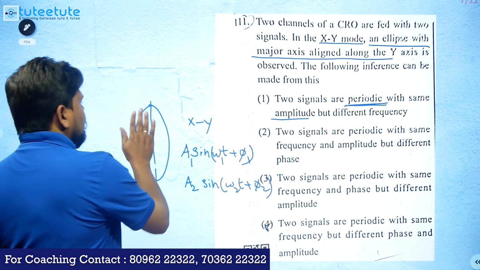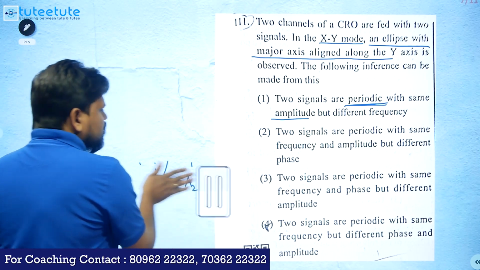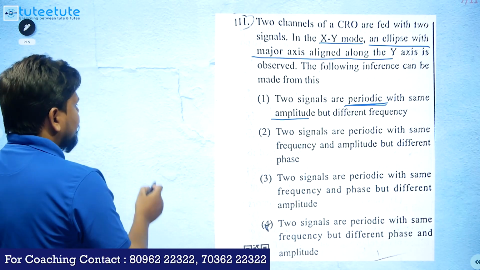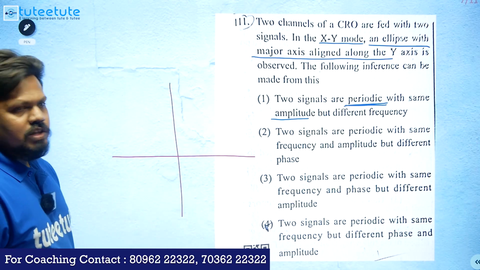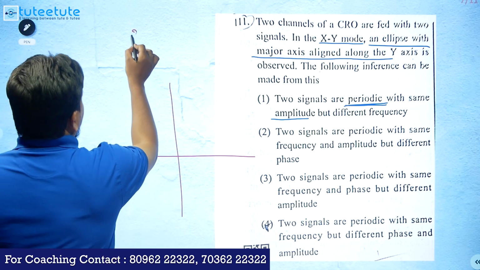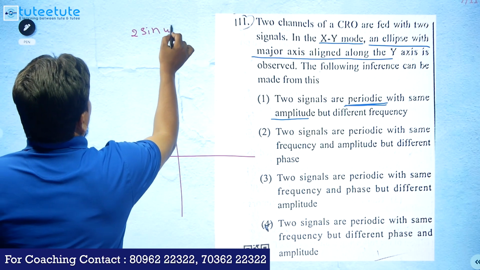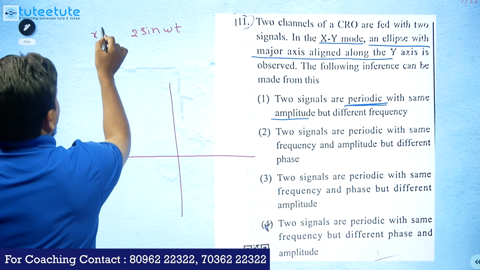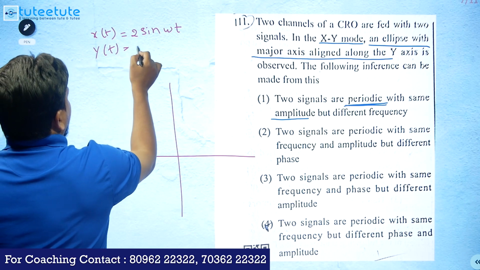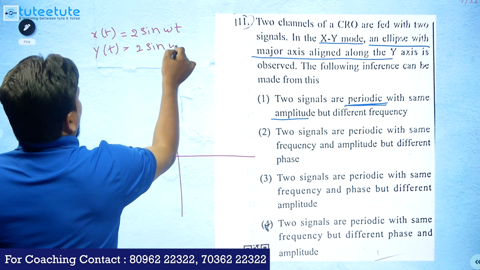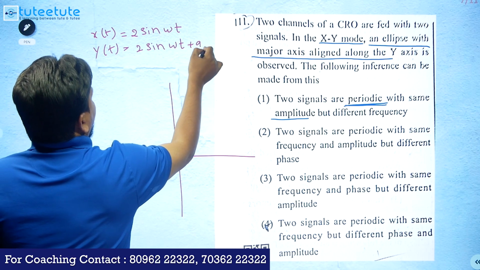In our class we directly know some of the Lissajous figures, so I will tell you the shortcut to know Lissajous figures. If one signal is x(t) equals 2 sin(omega t), and y(t) equals 2 sin(omega t plus 90).